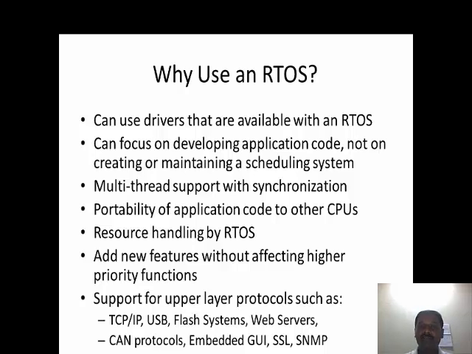Resource handling by the real-time operating system: the kernel, basically the microkernel here, has to understand what the available resources are and what it can do, and the decisions it takes have to be predictable and deterministic. Add new features without affecting the higher priority functions. All the supports should be provided by the upper layer protocols, the network, be it the CAN protocol or SNMP, and even the file systems.